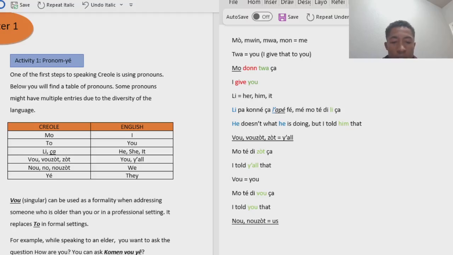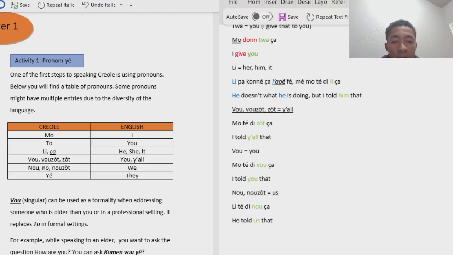So to give you an example sentence, and sticking with the one I told, but let me change it. Il t'a dit nous ça. He told us that. No, nothing on the line. He told us that. Il t'a dit nous ça.